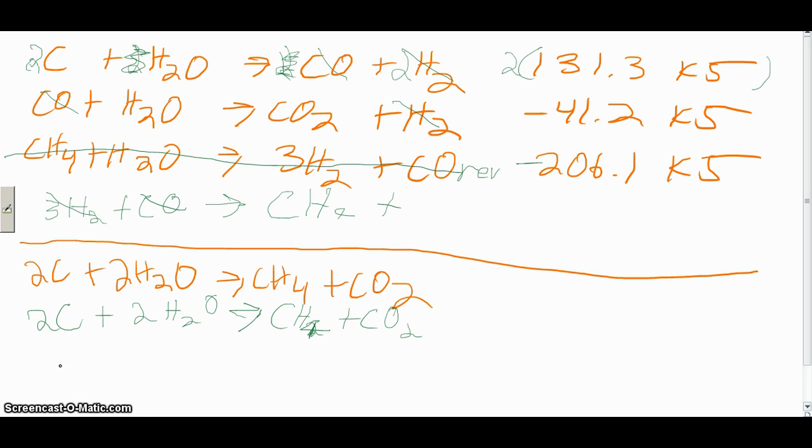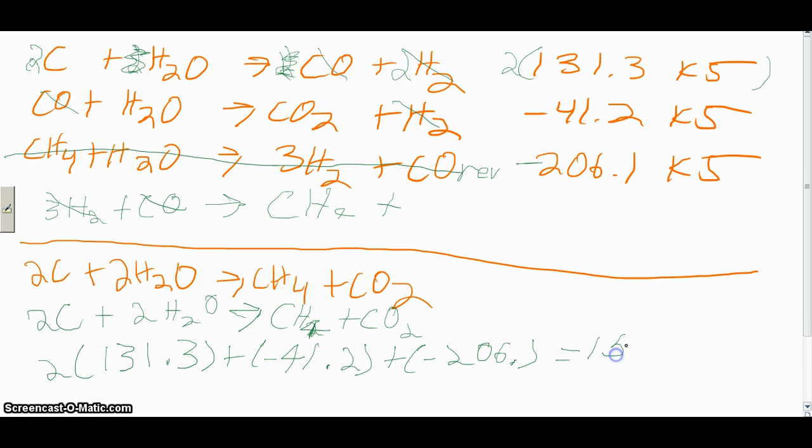Now by Hess's law, we add up all of the enthalpies of the individual reactions. So we add up 2 times 131.3, negative 41.2, and negative 206.1, to give us an overall enthalpy of 15.3 kilojoules per mole.